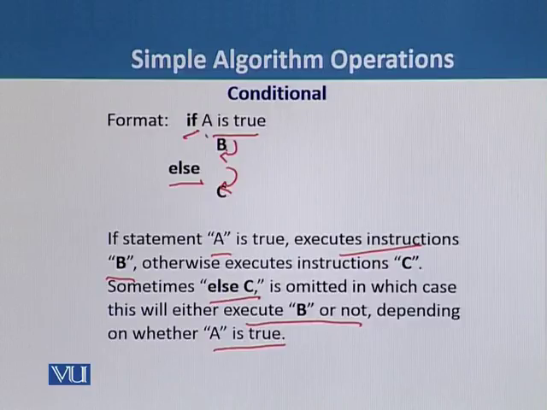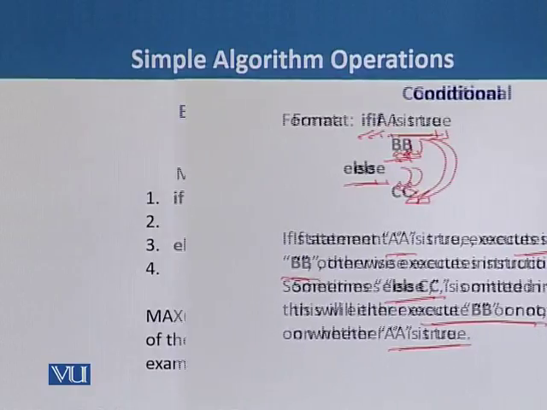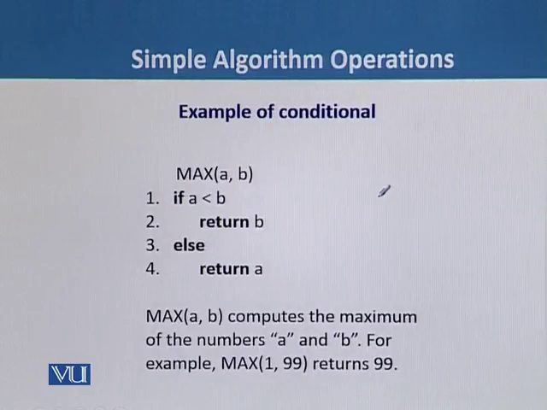If A is true, it means that if the value of A satisfies our condition set for some integer and it is true, then it will execute another set of instructions, that is B. And if A is not true, then it will bypass B and go to C. So now we will consider an example of this conditional algorithm.